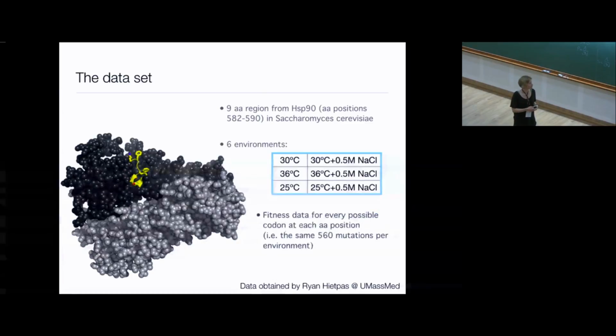And so what we get, because we have these 9 amino acid regions and every possible codon at each of these positions, is roughly 560 mutations per environment. These are the same 560 mutations, and we can now evaluate their selection coefficient across the 6 different environments and test what the distribution of fitness effects might look like.